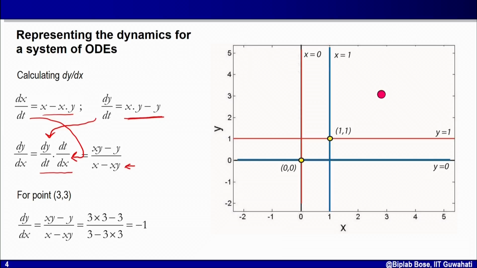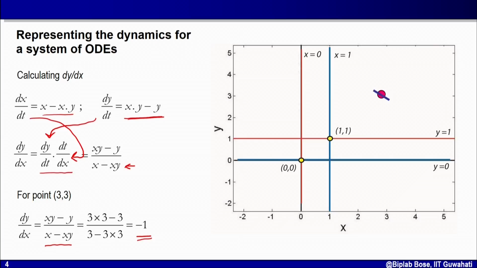How can I calculate? dy/dx is equal to, as I have calculated, (x into y minus y) divided by (x minus xy). So put the values of x and y here. Both x and y are 3. So in the numerator, I will have 3 into 3 minus 3, divided by 3 minus 3 into 3, and that gives me minus 1. That means I have to draw an arrow at this point which will have a slope of minus 1. So essentially I want to draw an arrow there with an angle of 135 degrees.